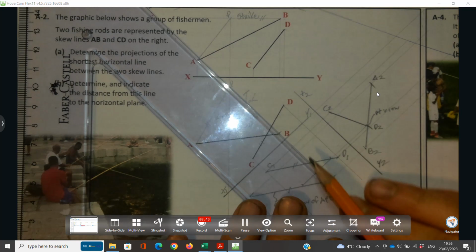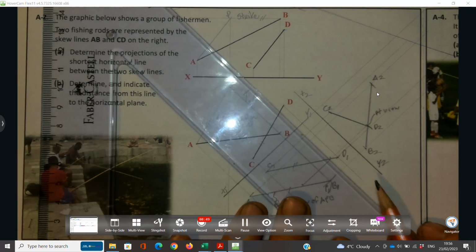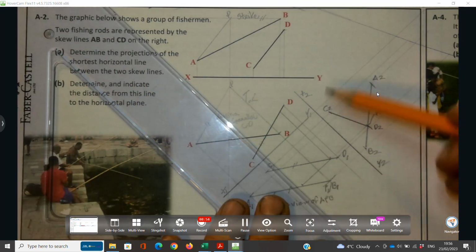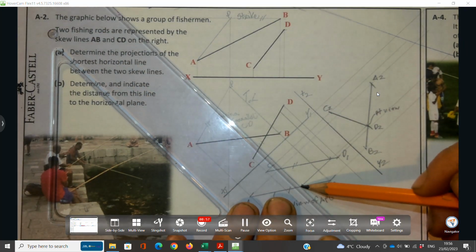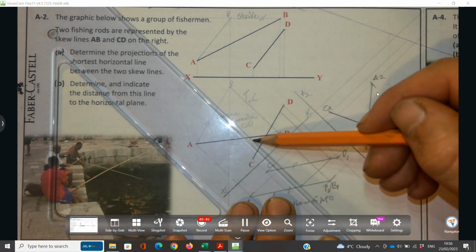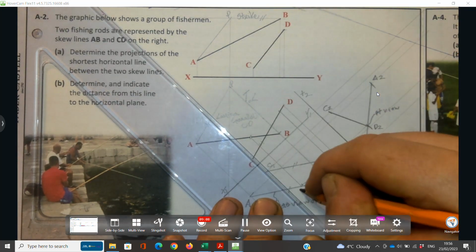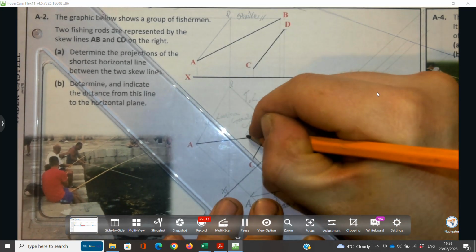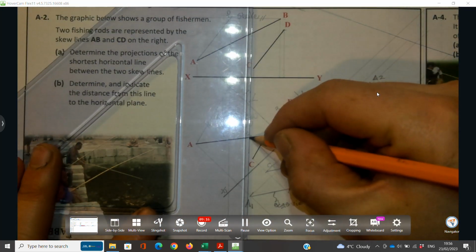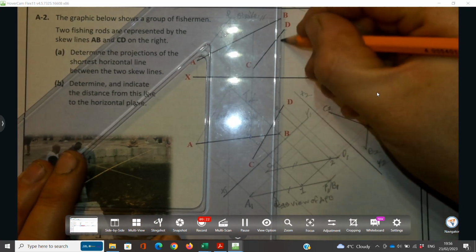Now I'm going to bring the end of this line back to line CD, and I'm going to bring this one back to line AB. So that's that there on AB, and that's it on CD. I call that line 1, 2. Now I'm going to bring number 1 up to line AB and number 2 up to line CD.